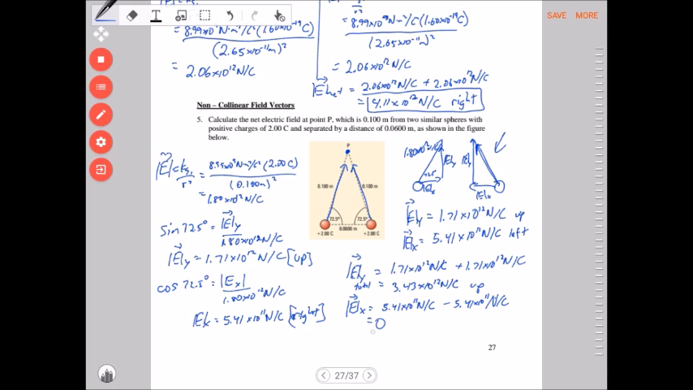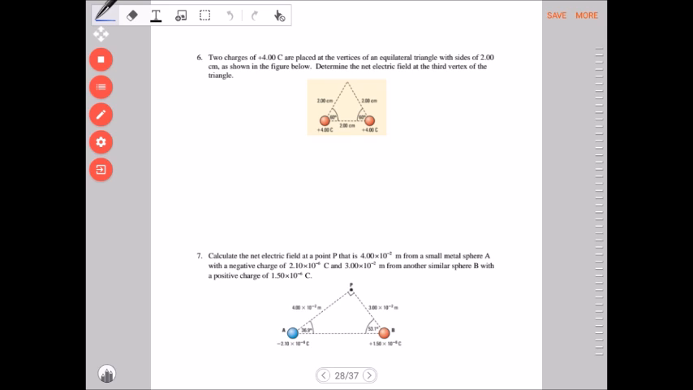So of course, if there's no X component, we don't have to draw a triangle for this. We just know that the electric field net is going to be just the upward component, so 3.43 times 10 to the 12 newtons per coulomb up. Okay, we don't have to do a triangle because, of course, there is no sideways component. Awesome. Okay, closing in on it.